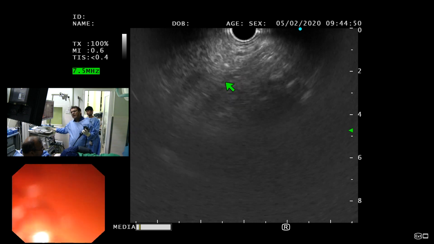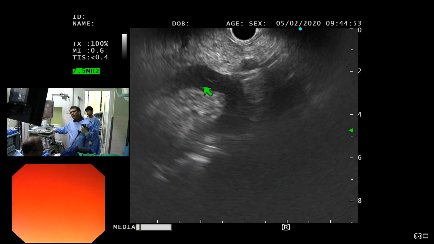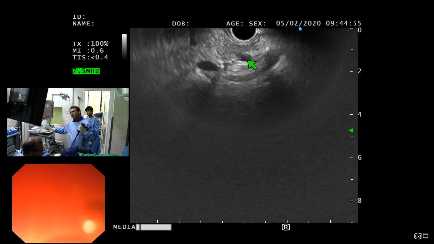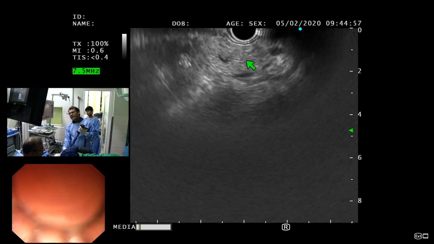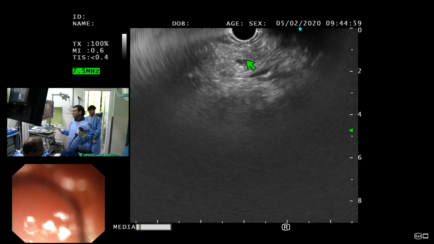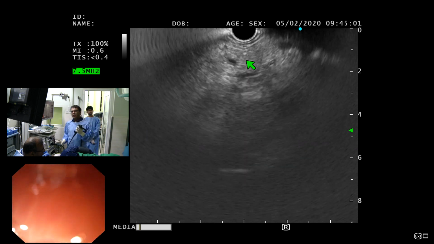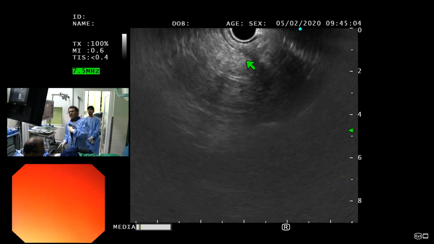How nicely you can see even the portal confluence there when you follow the splenic, okay? Following that takes me straight to the pancreas. I didn't do anything, just gently moving that in, okay? So I think we are pretty much done with this part.